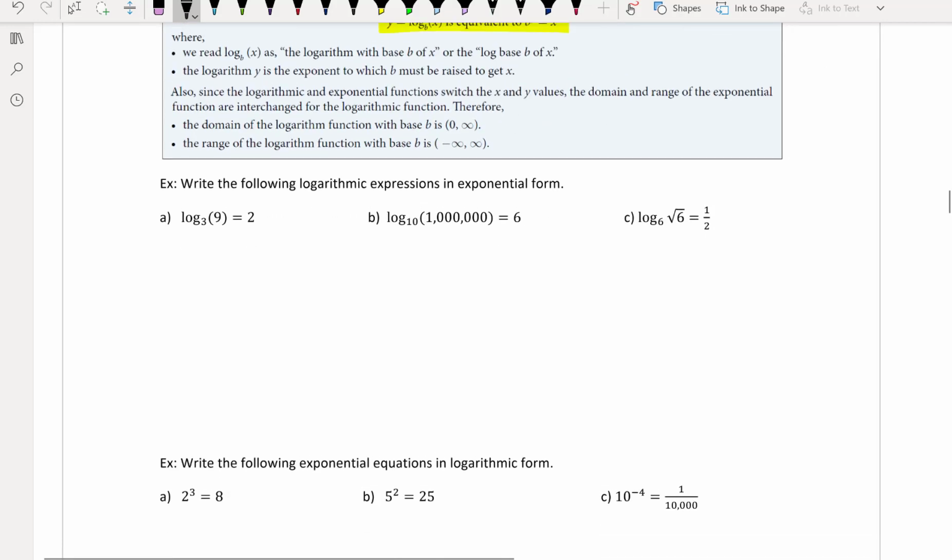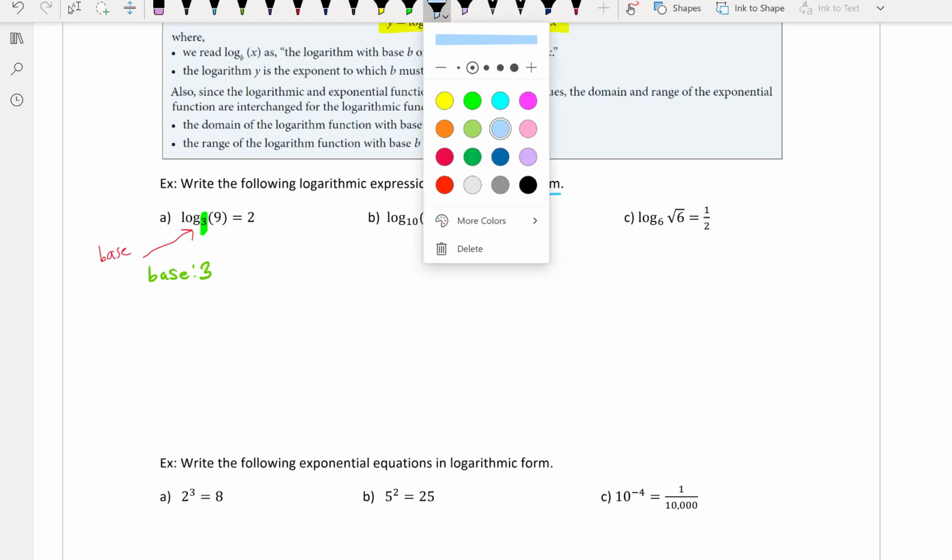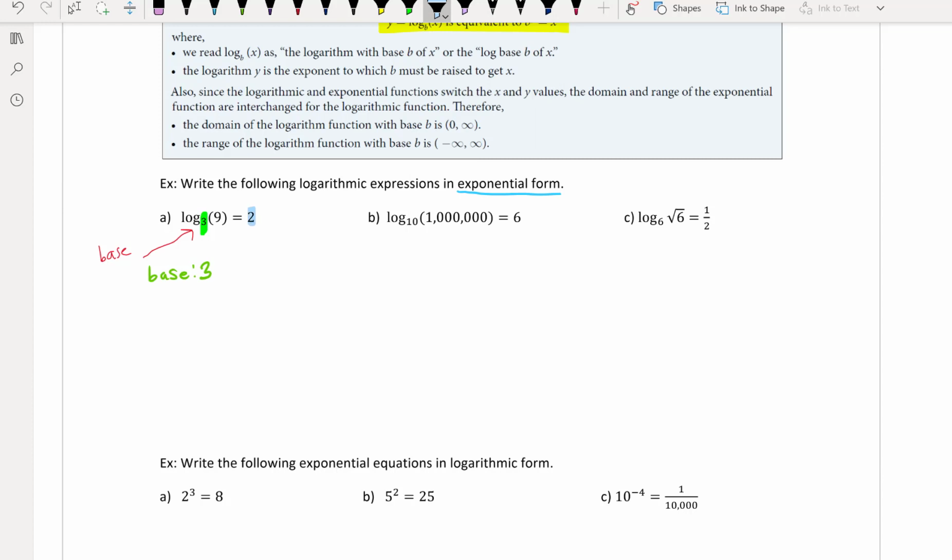Down below, it says, write the following log expressions in exponential form. So what we specifically want to do is write them as an exponential. First, let's identify some stuff. This little number, we call that the base. So we can see that the base here is equal to 3. And we also want to identify the exponent. The exponent is whatever it's equal to.